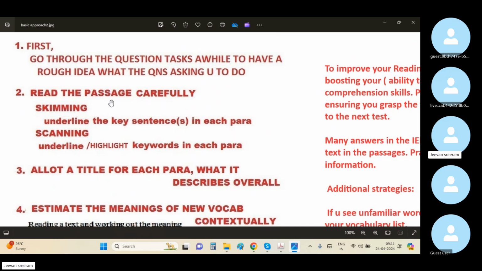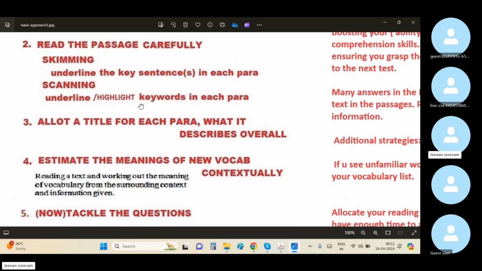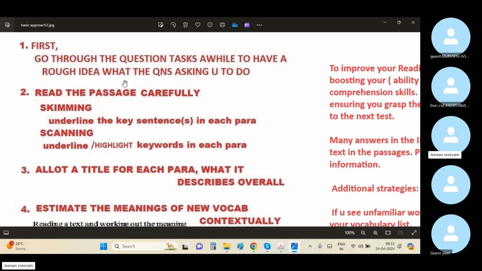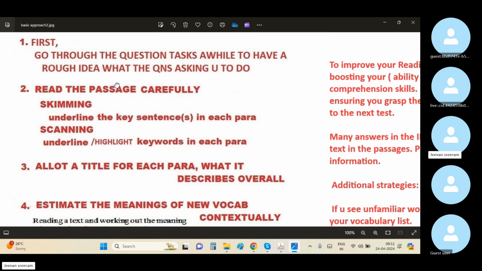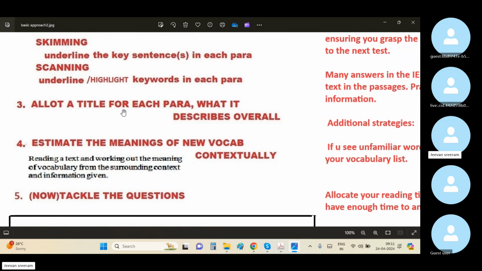It may not be possible to answer all the questions like this, but some of the questions can be answered as you read through the passage because you have already worked on the questions. You have already underlined the keywords of the questions. Somehow it saves time. But ultimately, you have to tackle the questions in the end. This approach starts with looking through the questions, underlining the keywords from the questions, and ends with tackling the questions, answering the questions.